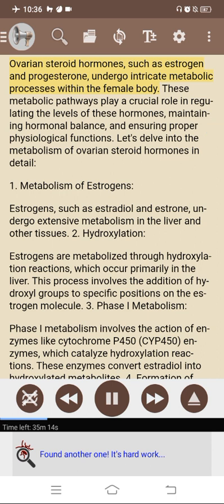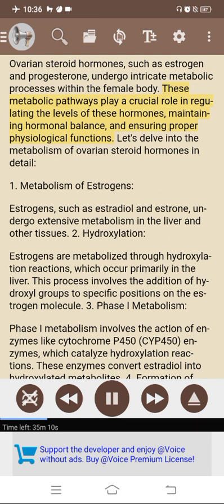Ovarian steroid hormones, such as estrogen and progesterone, undergo intricate metabolic processes within the female body. These metabolic pathways play a crucial role in regulating the levels of these hormones, maintaining hormonal balance, and ensuring proper physiological functions. Let's delve into the metabolism of ovarian steroid hormones in detail. 1. Metabolism of estrogens. Estrogens, such as estradiol and estrone, undergo extensive metabolism in the liver and other tissues.